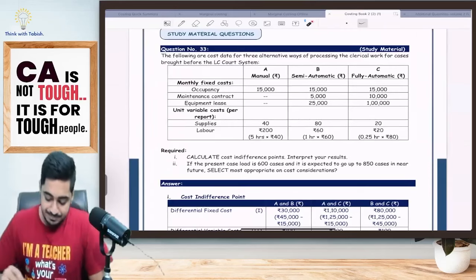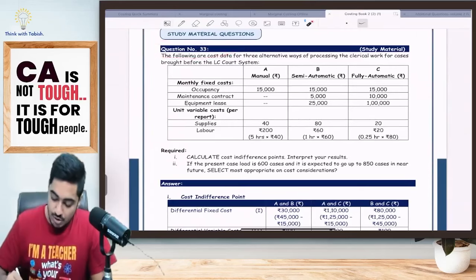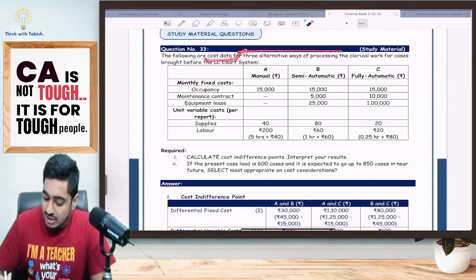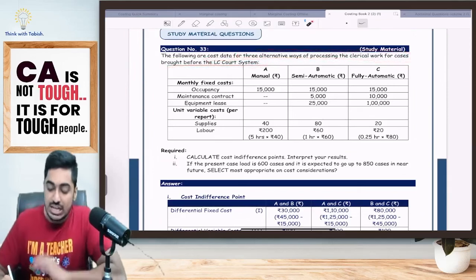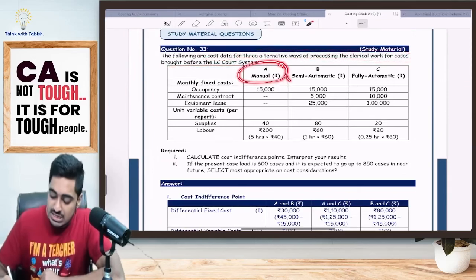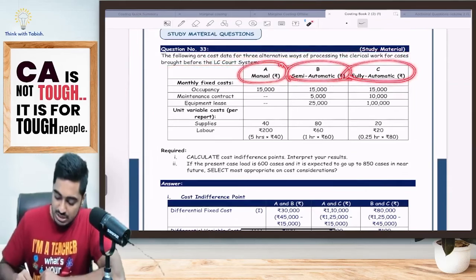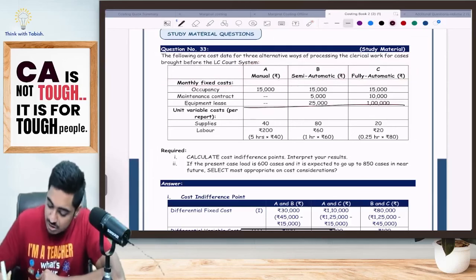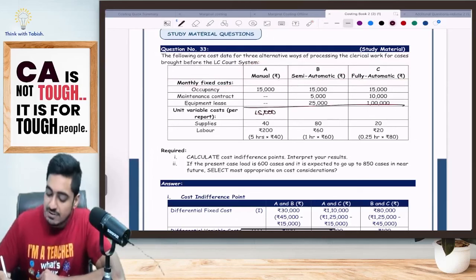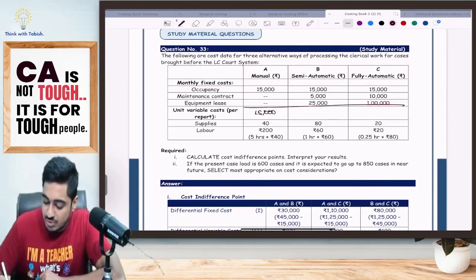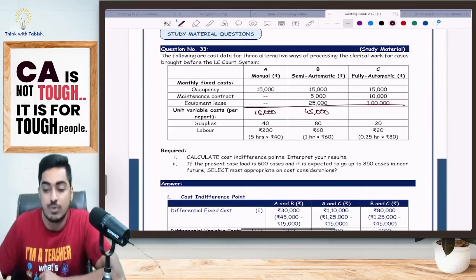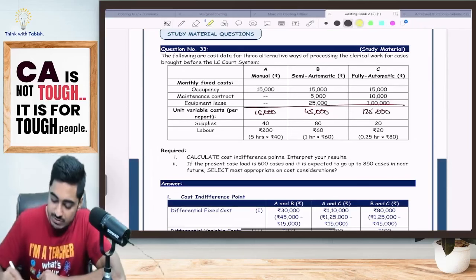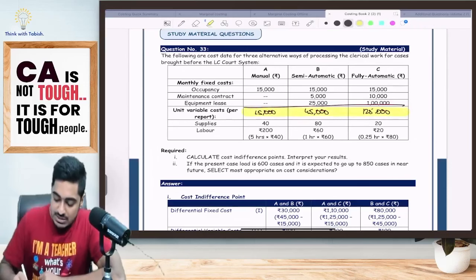Attention. The following question number 33. Following are cost data for three alternative ways of processing clerical work for cases brought before LC code system. How can I process the cases? There is one manual approach, semi-automatic approach, fully automatic approach. Manual approach, if I go, what is going to be my monthly cost, students? I have to incur occupancy cost of 15,000, nothing else. If I'm going for semi-automatic, 15 plus 5, 20 plus 25, I have to incur 45,000. If I go for fully automatic, 1 lakh plus 10 plus 15, 1 lakh 25,000. Yes or no, everyone? Yes, sir. This is my fixed cost.